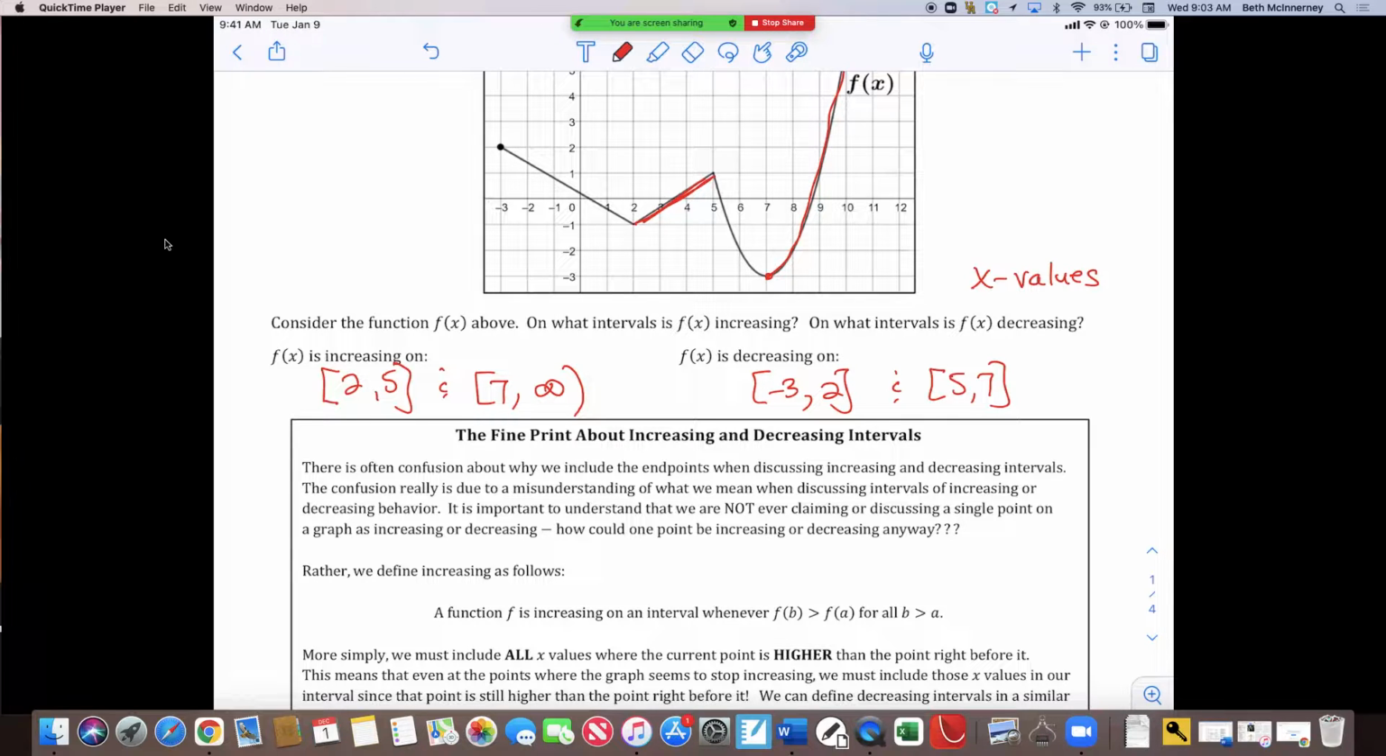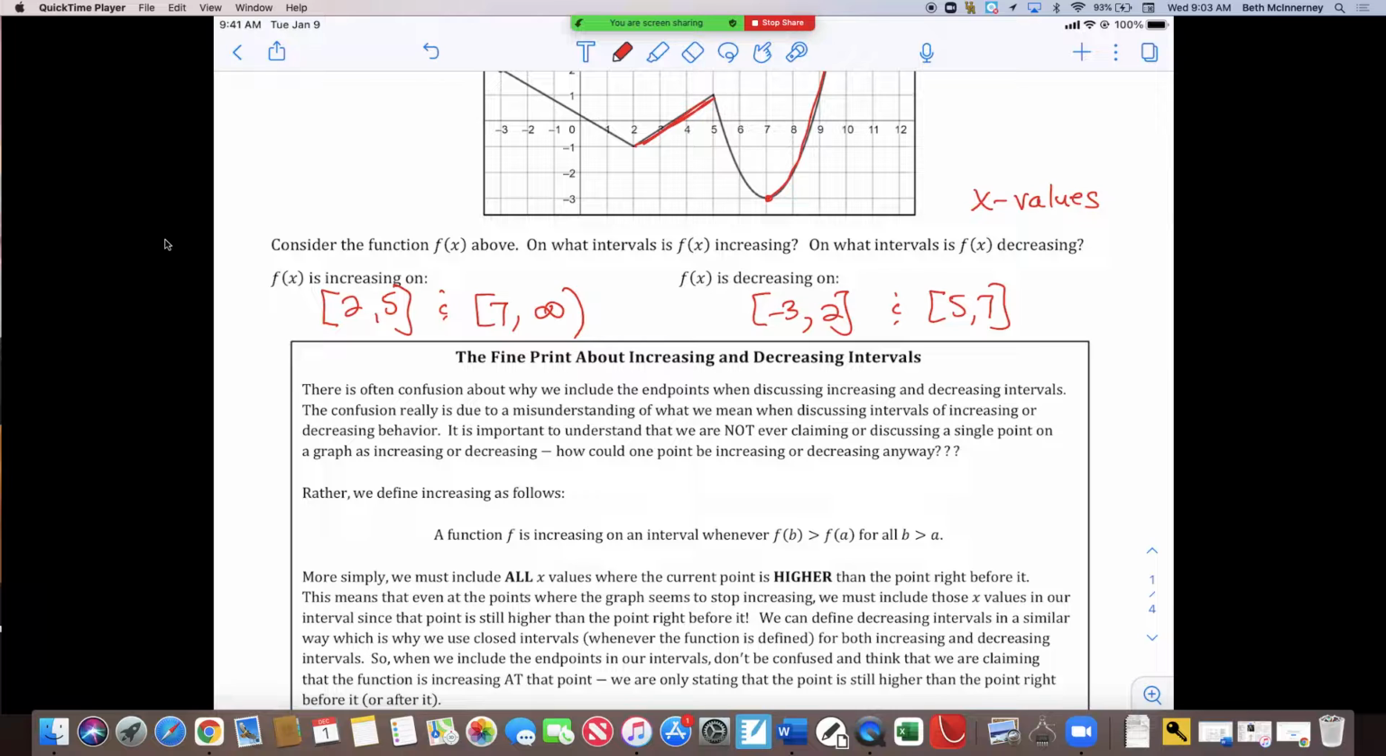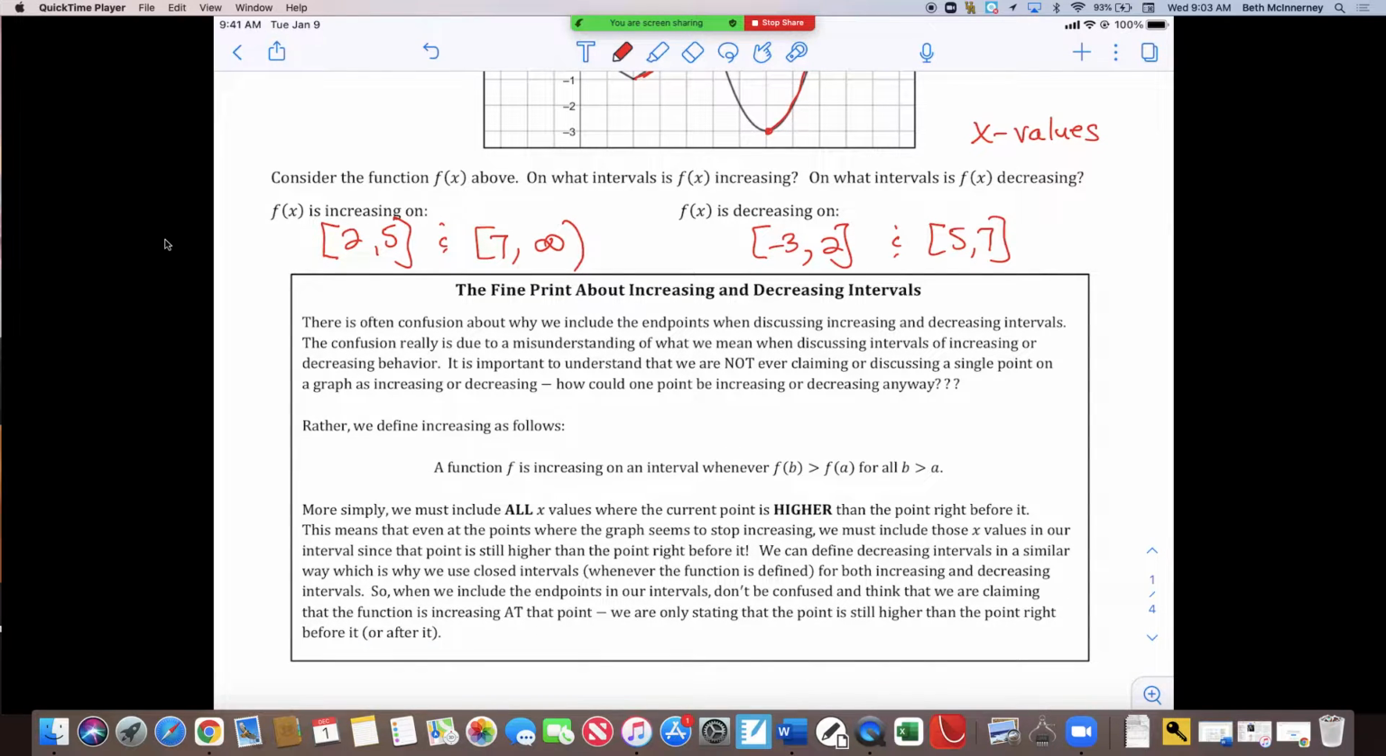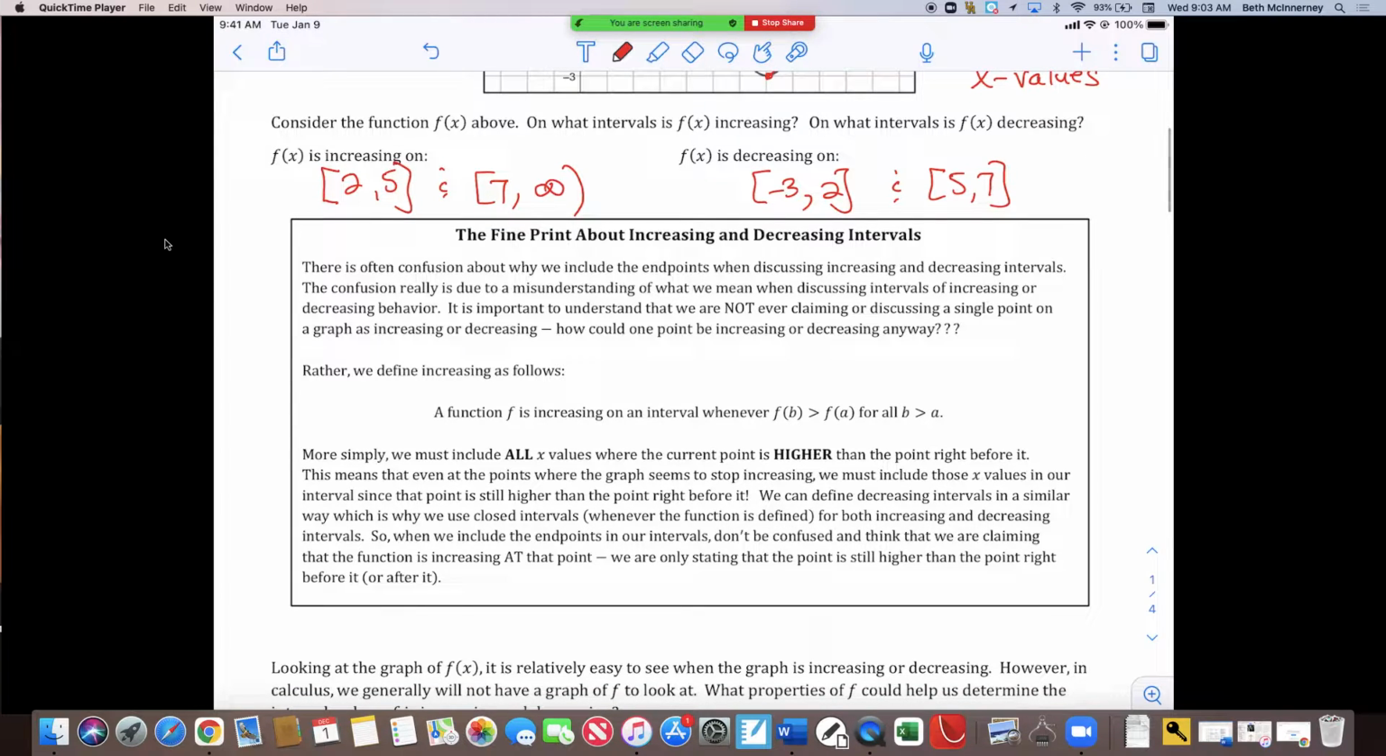Rather, we define increasing as follows. A function f is increasing on an interval whenever f of b is greater than f of a, for all b greater than a. More simply, we must include all x values where the current point is higher than the point right before it. This means that even at the points where the graph seems to stop increasing, we must include those x values in our interval, since that point is still higher than the point right before it. We can define decreasing in a similar way, which is why we use closed intervals whenever the function is defined for both increasing and decreasing intervals.